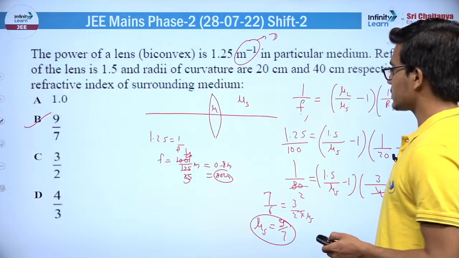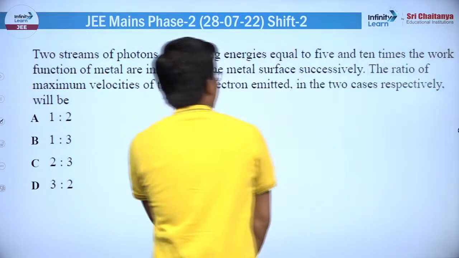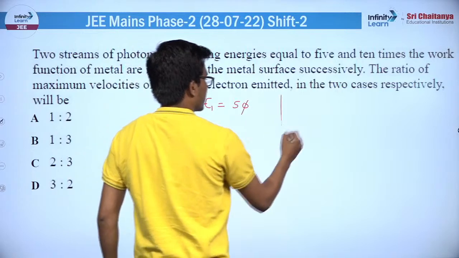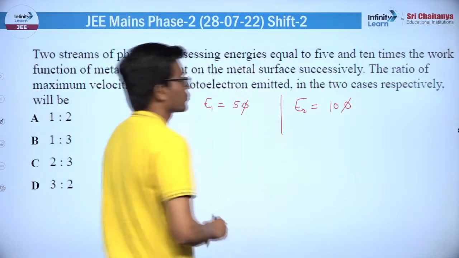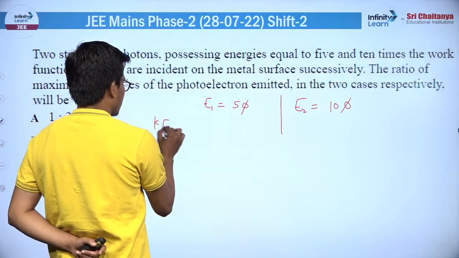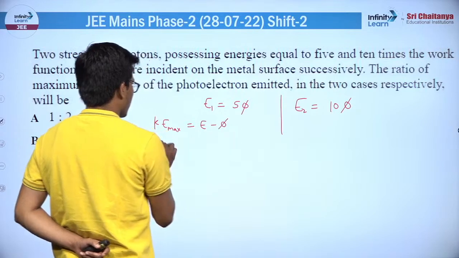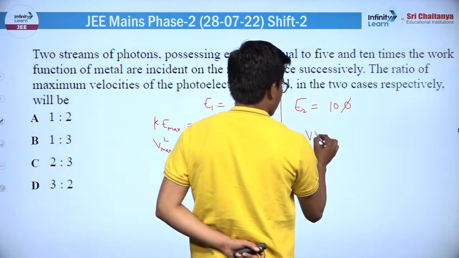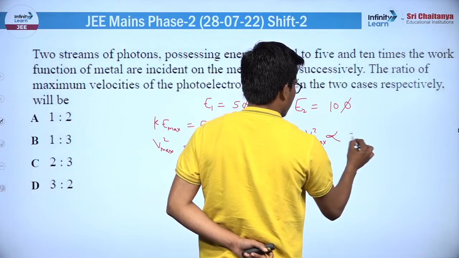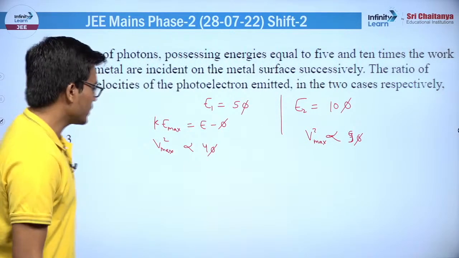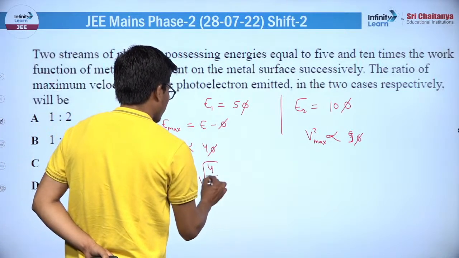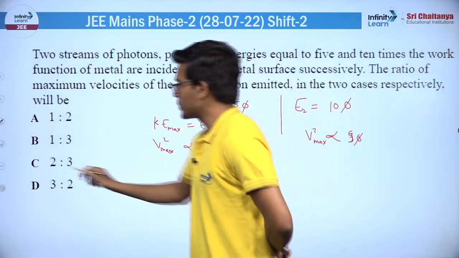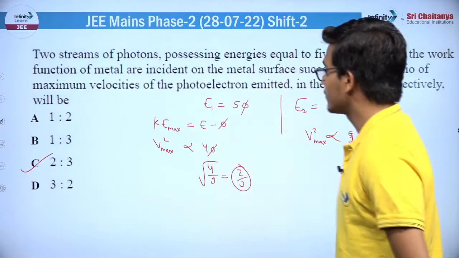Alright, moving ahead. Two streams of photons possessing energy equal to 5 and 10 times of the work function. Very simple question. In first case you are having 5, in second case 10 times of work function, right? And due to Einstein relation, K max is given by E minus phi. So in this case V max square is proportional to E minus 5, that is 4 phi. In this, V max square will be proportional to E minus 5, that is 9 phi. Alright, you just divide them, the ratio will be square root of 4 by 9, means 2 by 3. This is a square, so you have to take the square root to take the ratio, and 2:3 is my final answer. Very simple question from photoelectric effect.